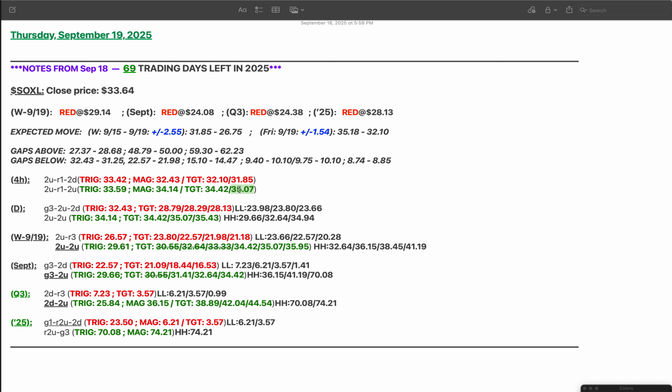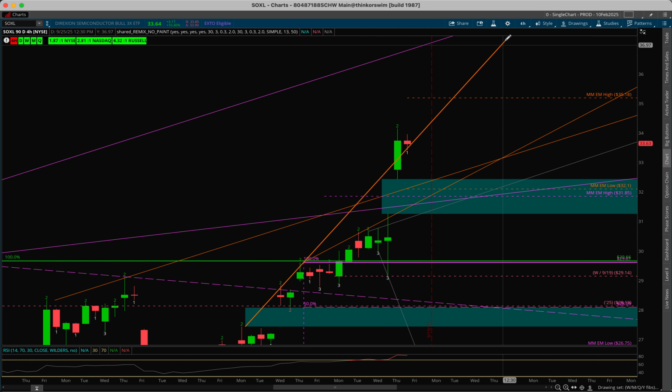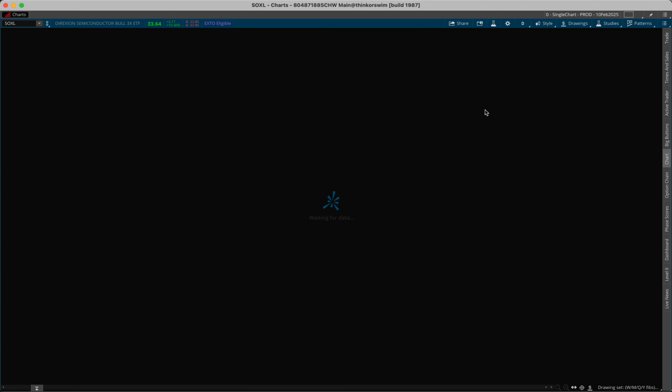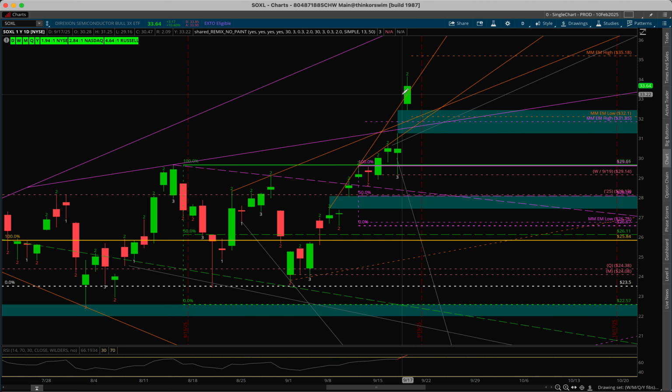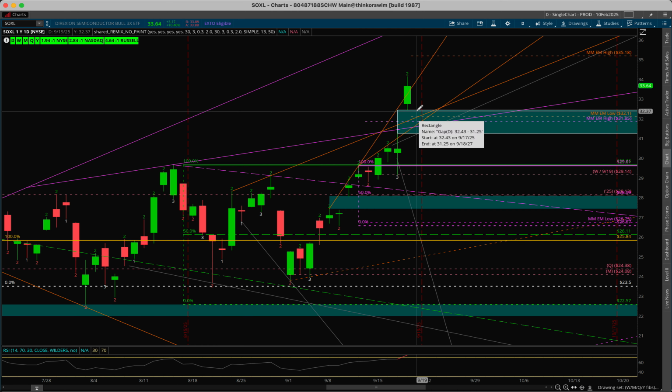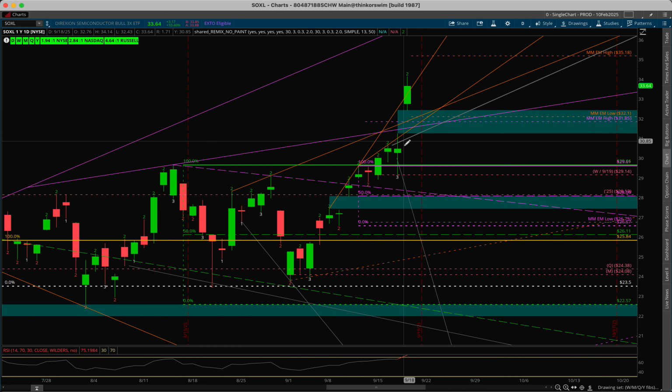Those coming from those fib extensions that we drew from the gap and go. Now looking at things from the day perspective, we've got the 3-2 up, watching for the 3-2 up, 2 down. So if price action tomorrow goes below the low of today's, which was 32.43, then we would enter puts, targeting the low of this 3, which is 29.16.